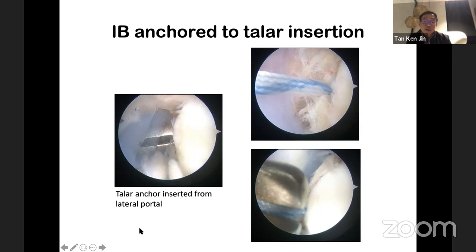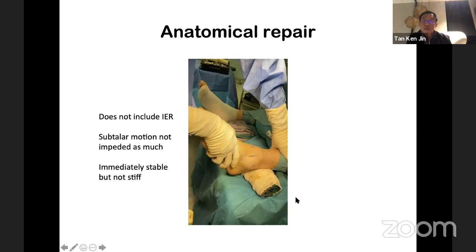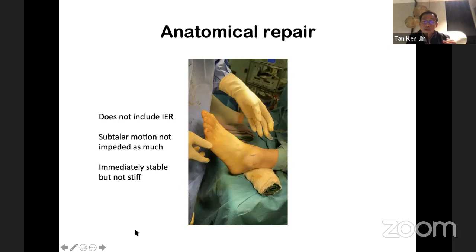So what this achieves is a very anatomical repair of the ATFL. It's a knotless repair. You don't have to involve the inferior extensor retinaculum, so the subtalar motion is not impeded as much. The patients on the table are immediately quite stable, but not stiff. So here you see after the repair, there's still a fairly good range of motion, fairly good plantar flexion, fairly good inversion, but a good stop at the end. A good stop from the internal brace and the repair at the end.